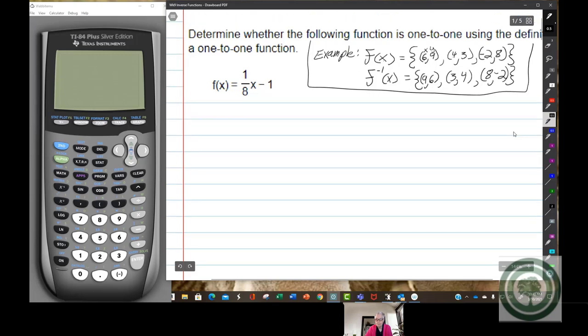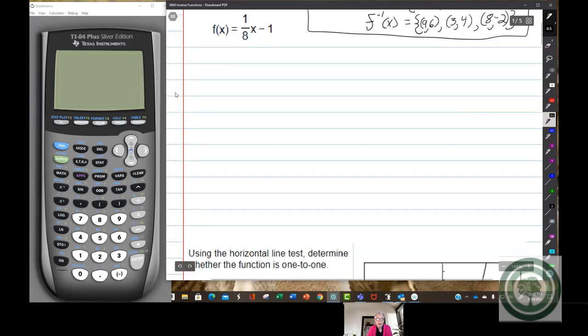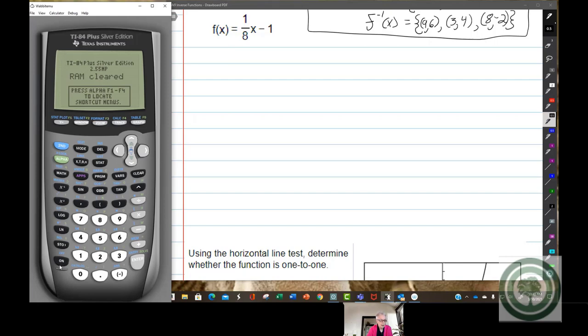However, before we get into that, we need to get into one-to-one. We talked yesterday about one-to-one, and I said we're going to talk again about one-to-one functions. Well, I'm going to use the horizontal line test on these functions. I'm going to graph these functions. I think there are only three.